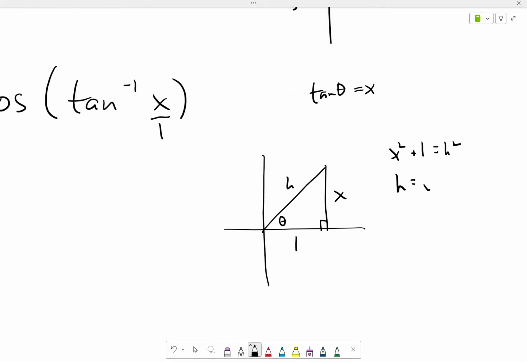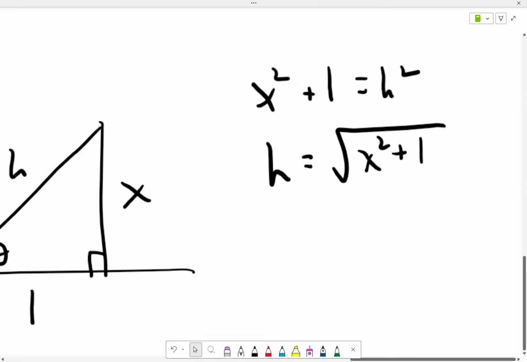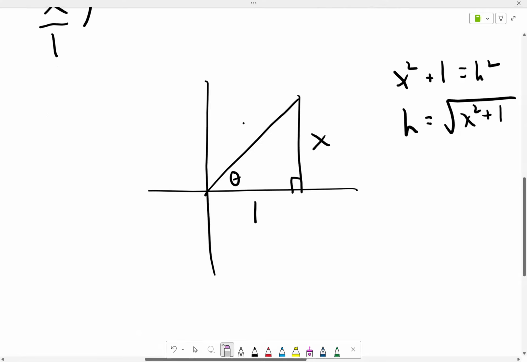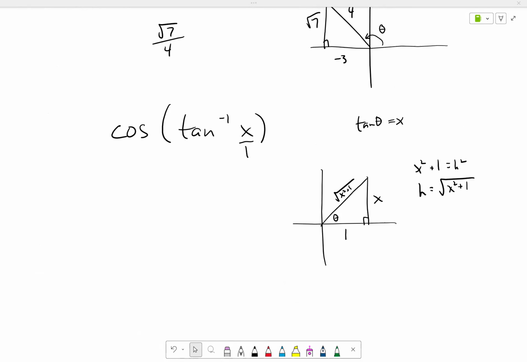Are we good with that? H is equal to the square root of x squared plus 1. And then you just solve it. Can we simplify the square root of x squared plus 1? No, only factors. So you're right exactly as you first started. But is this helpful? Yeah, now we're looking for the cosine of the angle, which is 1 over this guy.